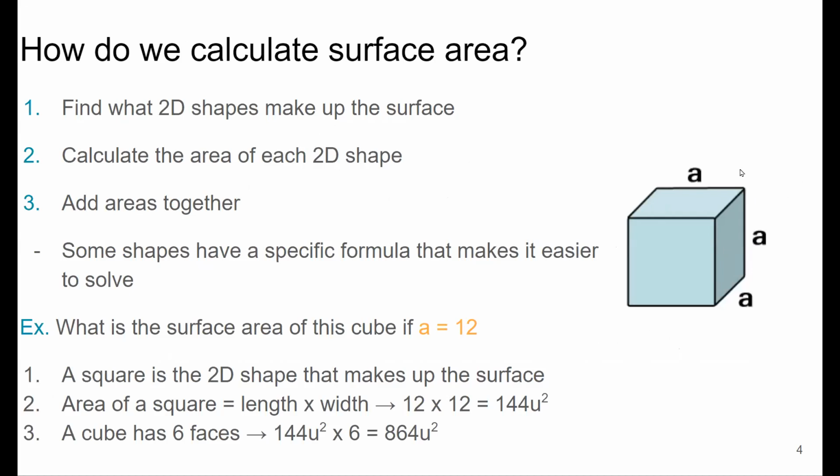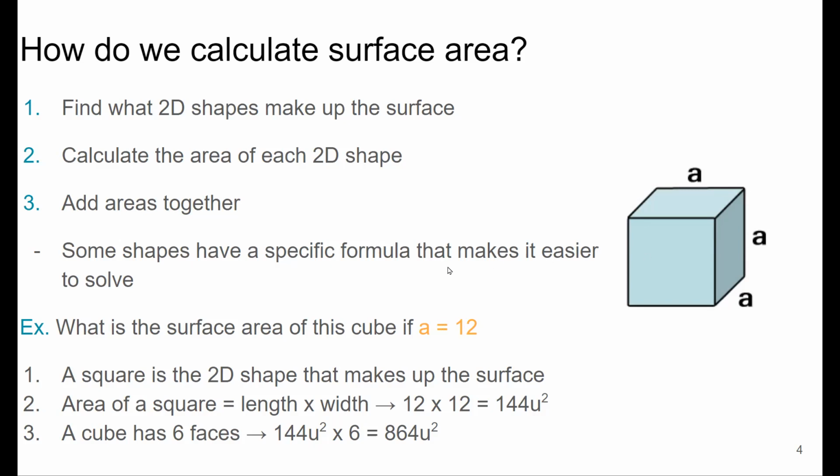So how do we calculate surface area? First, we must find which 2D shapes make up the surfaces of the figure. We have to see how many faces, and next we have to calculate the area of each 2D shape. Each face, we have to find the area, and then we have to add the areas together. However many faces of a kind there are, we multiply the area of each face by that number. But keep in mind that some shapes have a specific formula that makes it easier to solve for the area, such as cones and spheres.